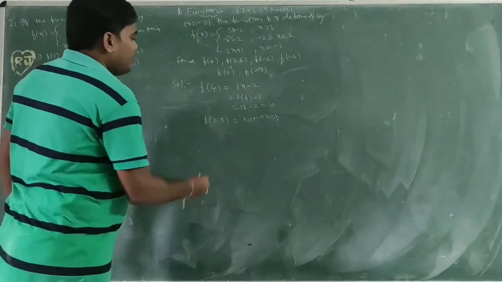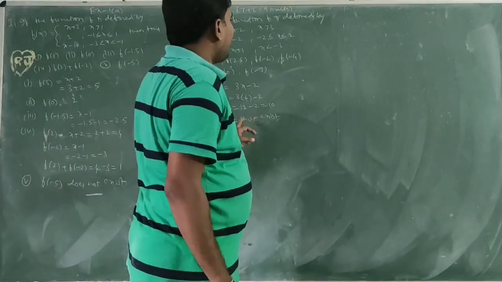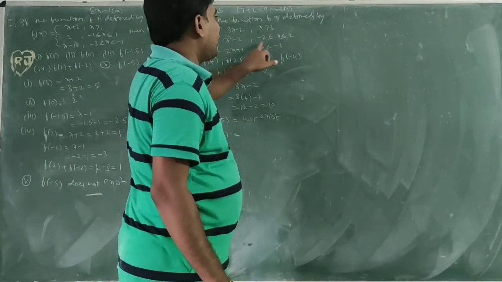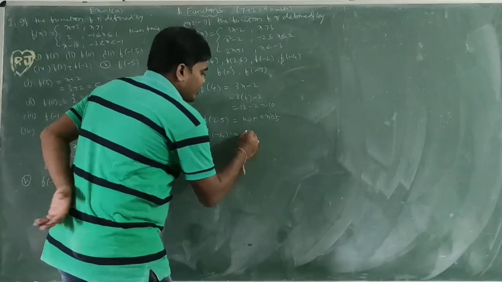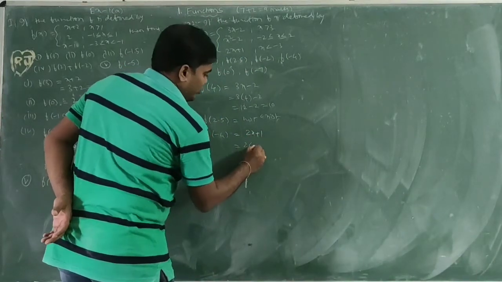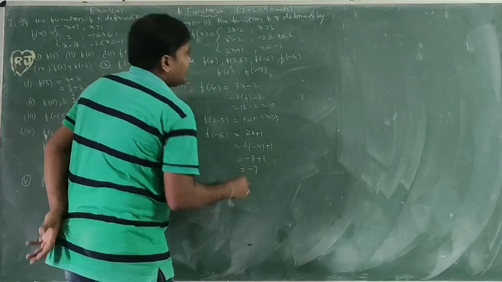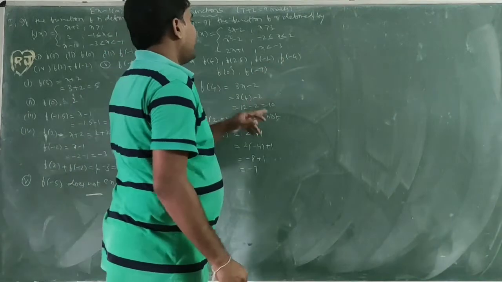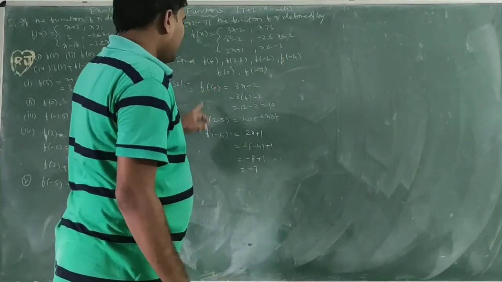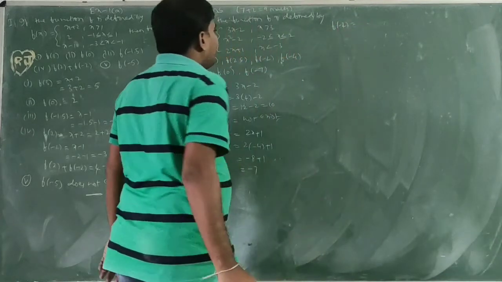Next, f of minus 4. Minus 4 is less than minus 3, satisfying the third equation. First I want to write 2x plus 1, 2 of x, minus 4 plus 1. 2 into minus 4, minus 8 plus 1 equal to minus 7. Next, f of minus 4 completed. f of minus 2 not completed. f of minus 2 we will do.